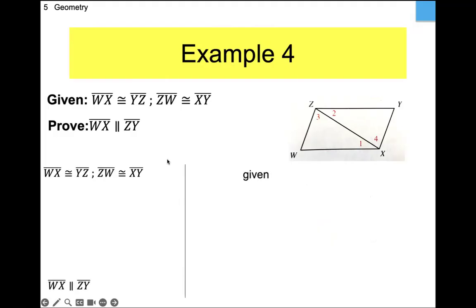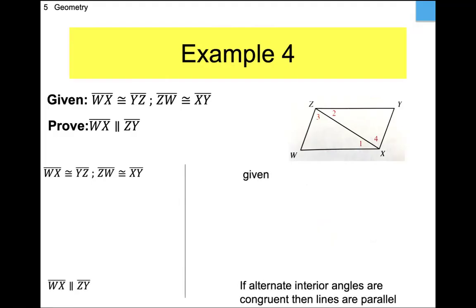I know how it's going to end. It's going to end with if alternate interior angles are congruent, then the sides are parallel. Therefore, I simply need to show that angle 2 and angle 1 are congruent by CPCTC. All right, let's see how we can do this.